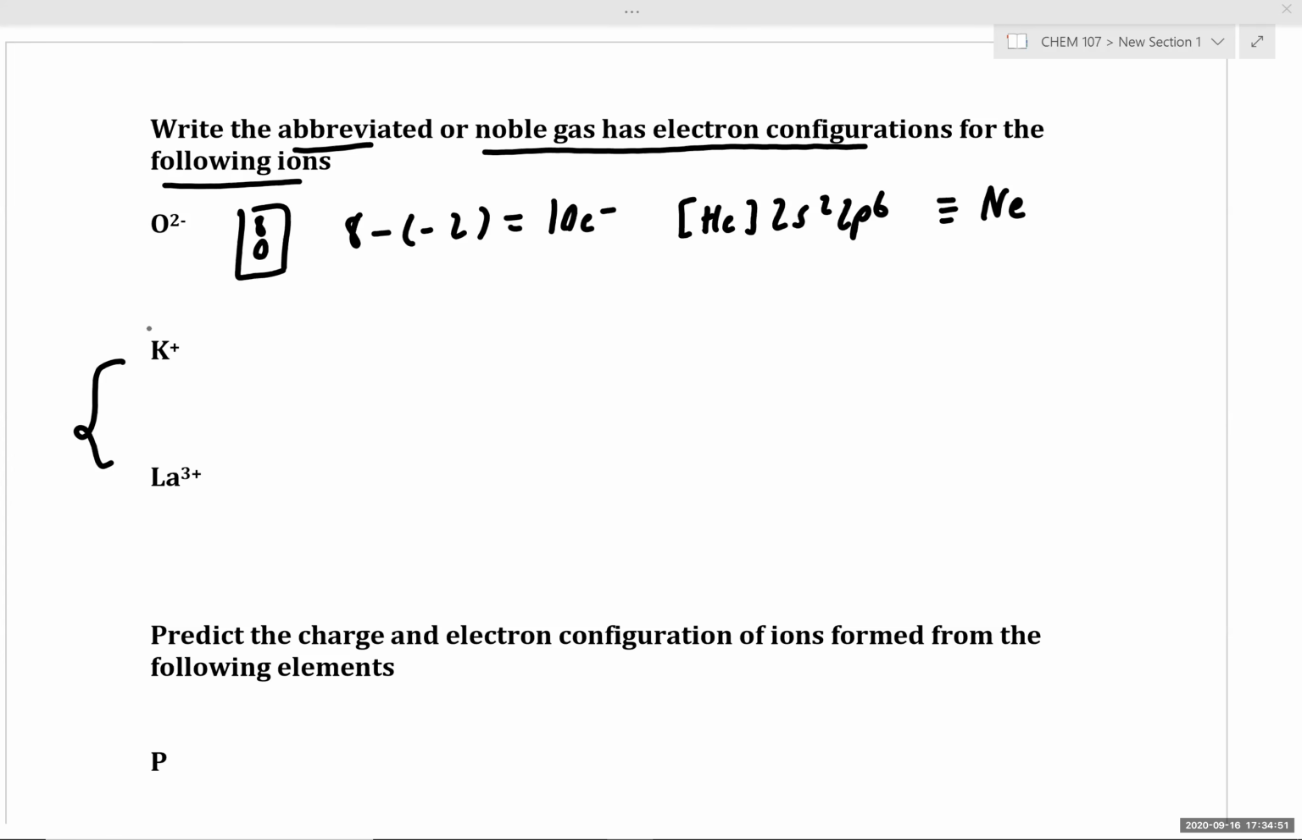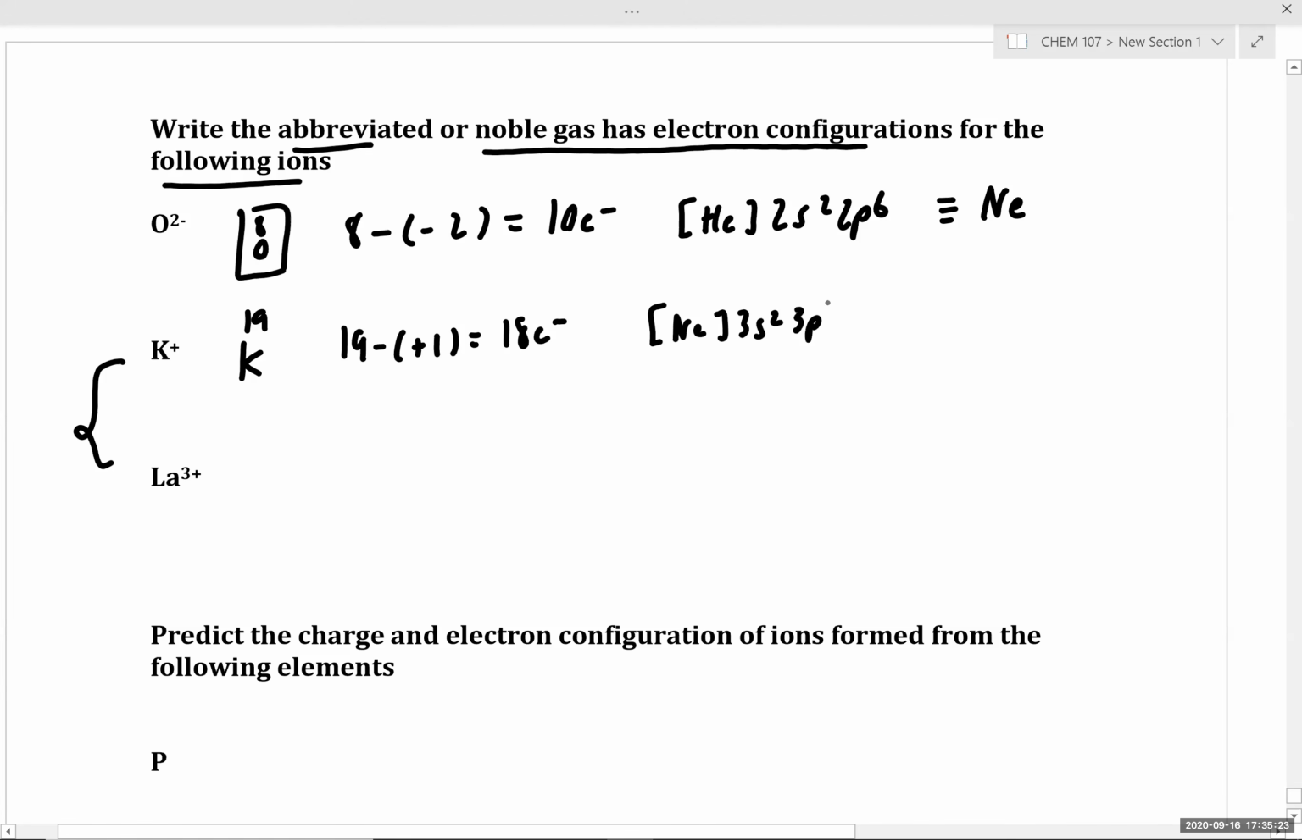Okay, so let's talk about this example. Potassium, if we look in the periodic table, has an atomic number of 19. To calculate the number of electrons, we take the atomic number minus the charge, which gives us 18 electrons. The closest noble gas with 18 electrons would be argon, which has the configuration of neon 3s2 3p6. Does this first example make sense?